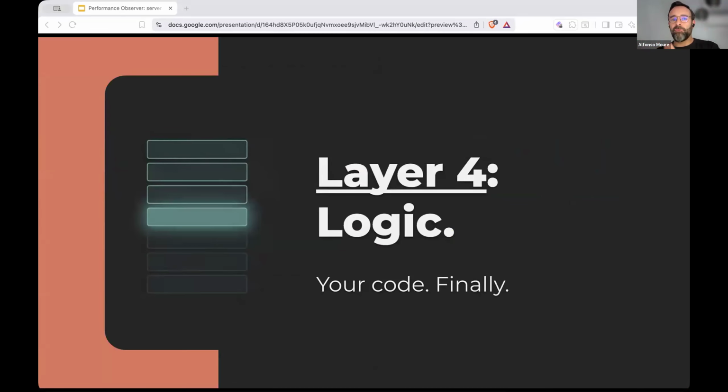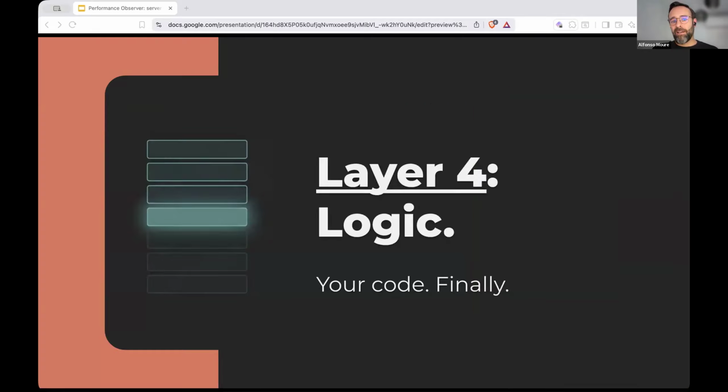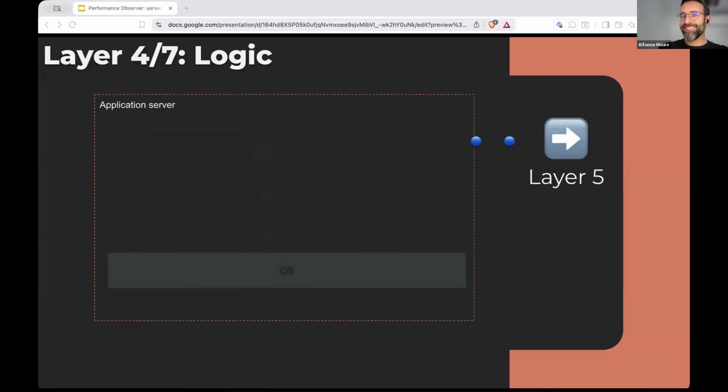And we arrive at layer 4, the logic. We have crossed 6 gatekeepers, 200 milliseconds have been spent, and finally we arrive at the server application. This is where most developers live, and this is where everyone blames first for what's happening inside the server. And I have to say that they are often right, sometimes they are not.